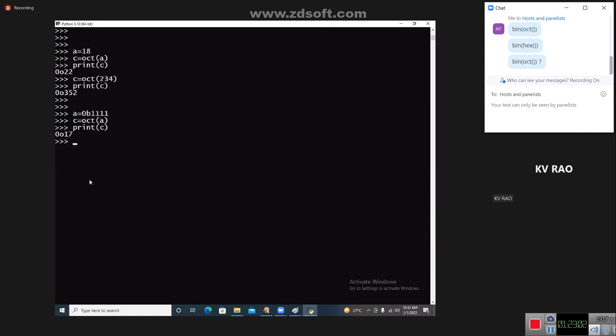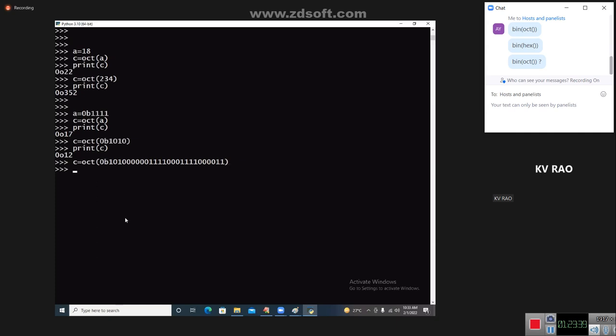Happy. Directly I can write it. C is equal to OCT of 0B1010, I am taking. For example, I'm taking a smaller number so you can understand it quickly. I can take even bigger numbers also. Print of C. I got the data 12. The 10 equivalent is 12. You can say directly like this. I can say 0B 0100001110011100 11.